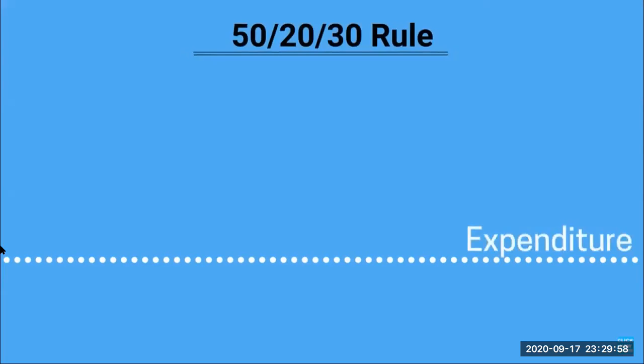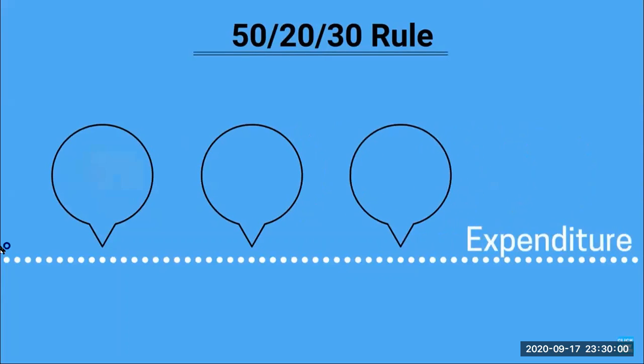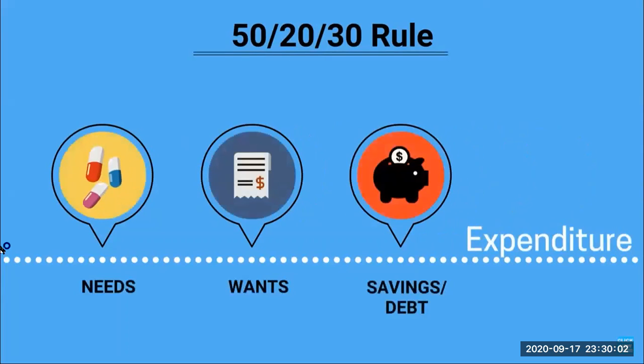The rule works like this. It requires you to divide your expenditures into three categories: your needs, your wants, and savings or debt.